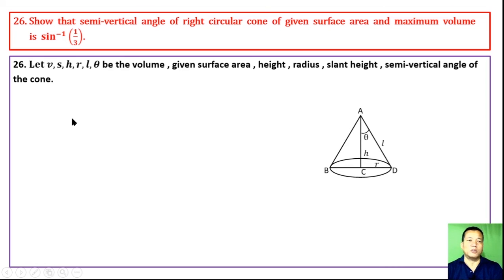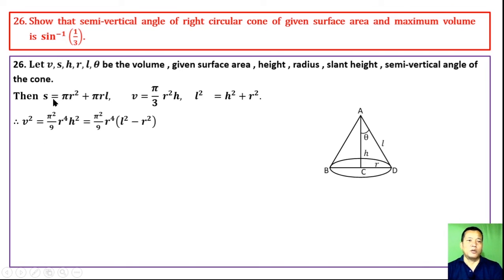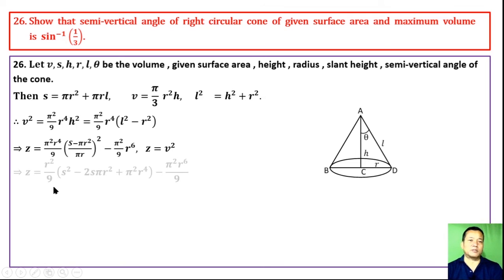Then the surface area of a cone is this, and the volume of a cone is this, and the relation between slant height and radius is this. Squaring V, we get V square equal to this. Putting the value of l square from this, we get V square. We put V square equal to z, and putting the value of h from this, we get this.